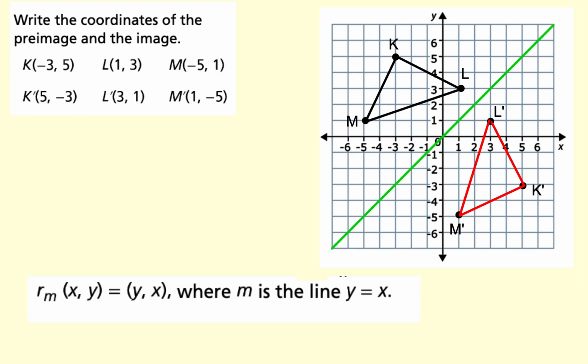Let me go ahead and show you where that line of reflection is. Here's where the line of reflection is. It's right here. And this line is called y is equal to x. It's where the y-intercept is at 0 and it has a slope of 1, up 1 over 1, up 1 over 1. So this is a reflection with respect to y equal to x.